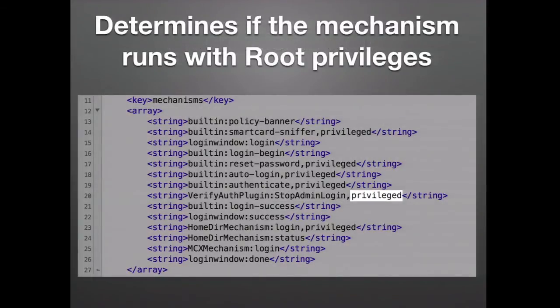And then lastly is, I've mentioned this over and over again, privileged versus non-privileged. So privileged being your mechanism runs with root privileges, non-privileged being that it runs with an anonymous user privilege. You don't see privileged on all of these because it's not required. It's only required if it is, in fact, a privileged mechanism. So if it's non-privileged, you don't need to write anything.